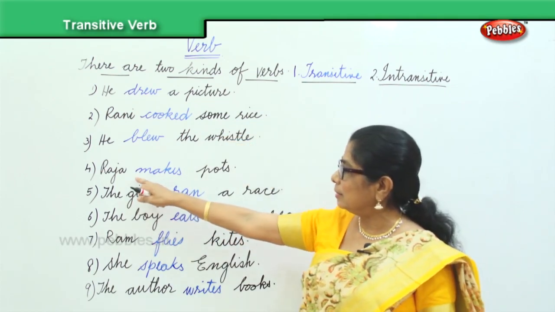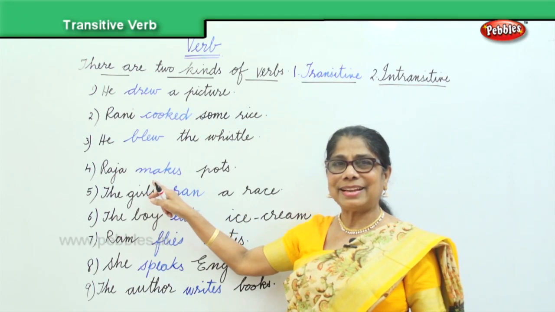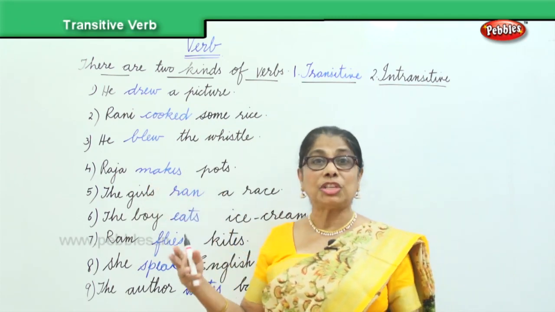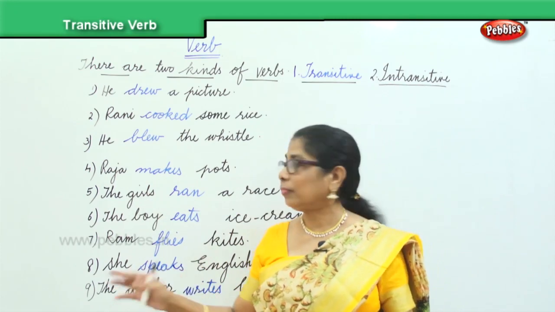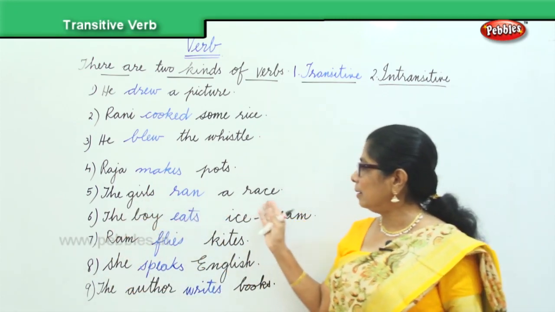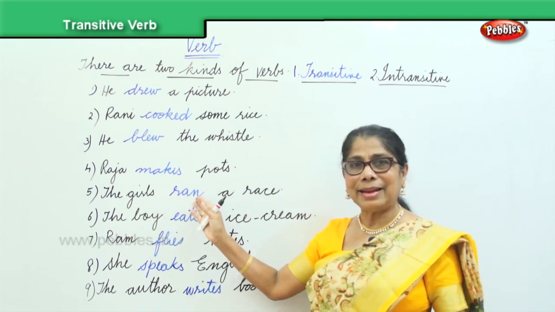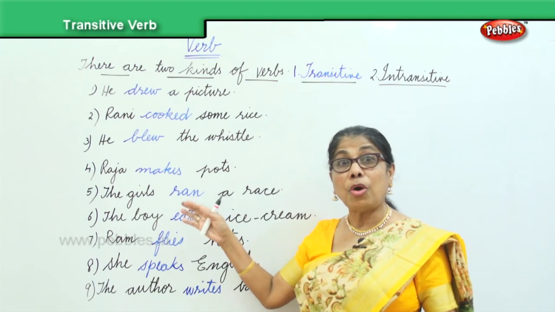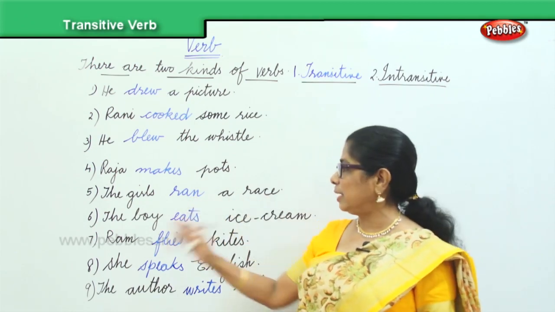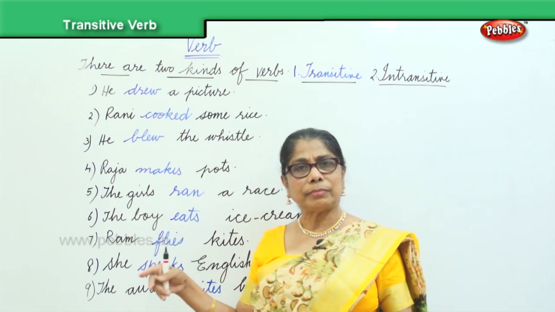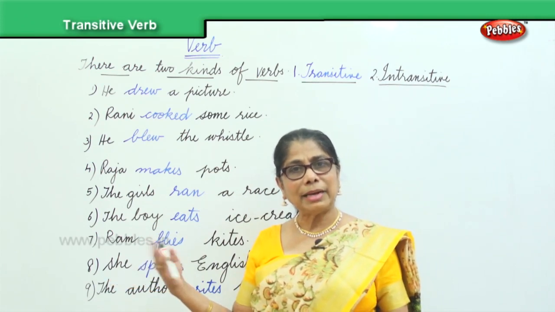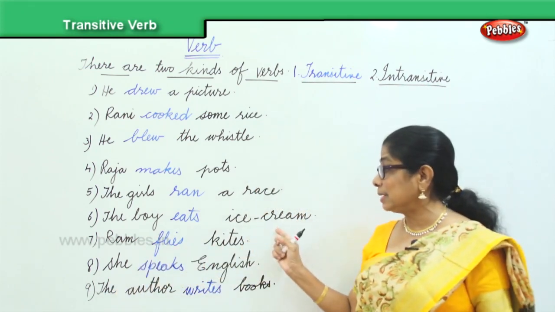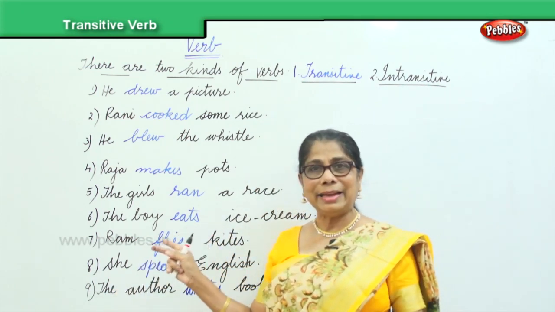In the fourth sentence, Raja makes. Raja is the subject. The object here is pot. He makes what? He makes pots, earthen pots. The girls ran a race. The girls ran. The transitive verb ran needs an object. Ran what? A race. The object is the race. The boy eats. The subject, the boy. The transitive verb eats needs an object to complete. The object here is ice cream. What does he eat? Ice cream.